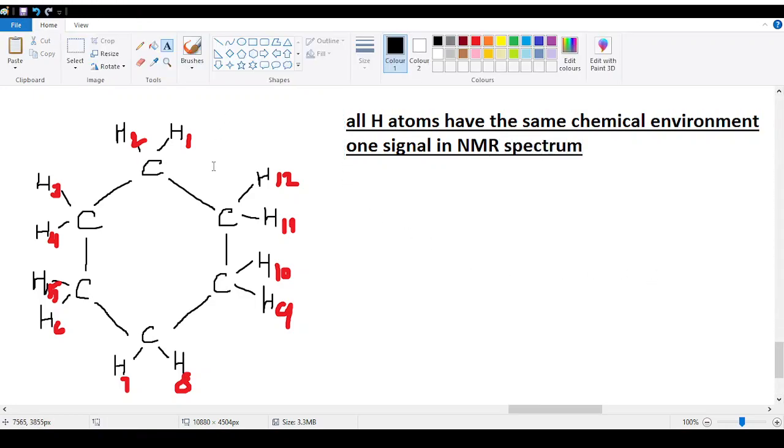All right. Now, since they have the same environment, just choose any one of them, just to figure out the splitting pattern. It doesn't matter which one because we know they have the same environment. Let's check 12, all right? No problem. So this hydrogen 12 is joined to this carbon, and the neighbors are this neighbor and that neighbor, right? It has two neighbors.